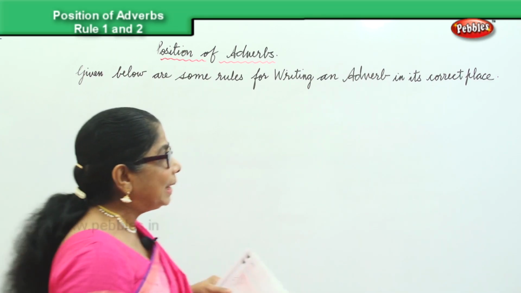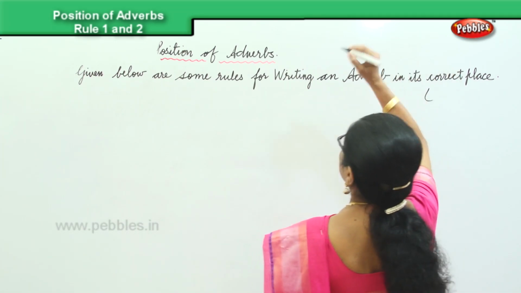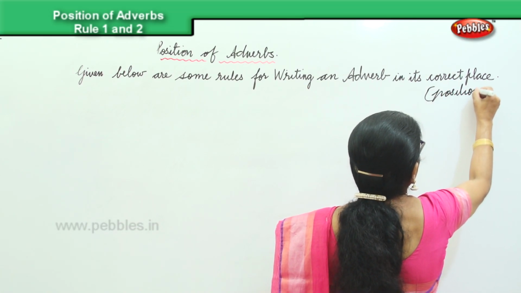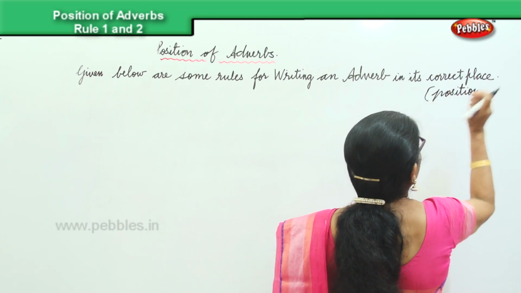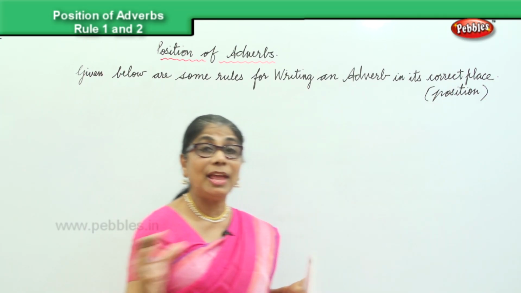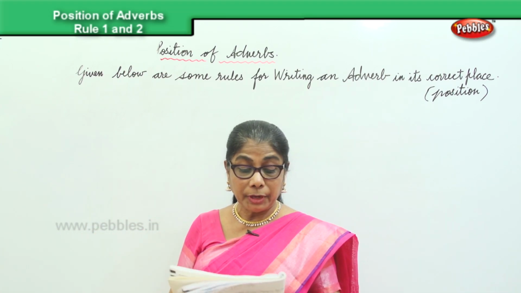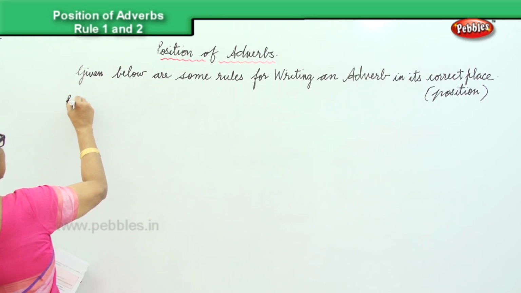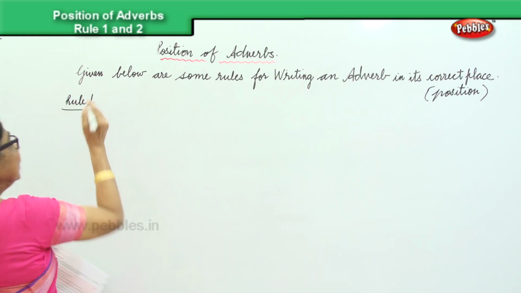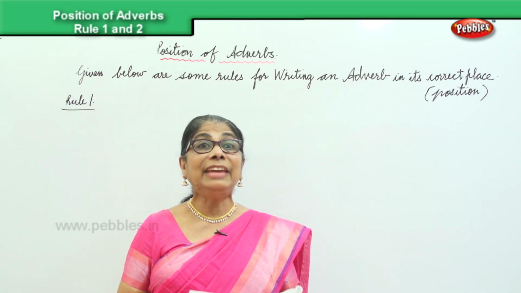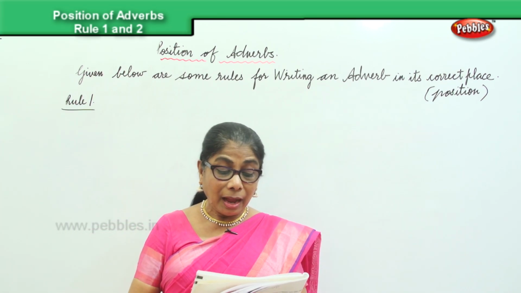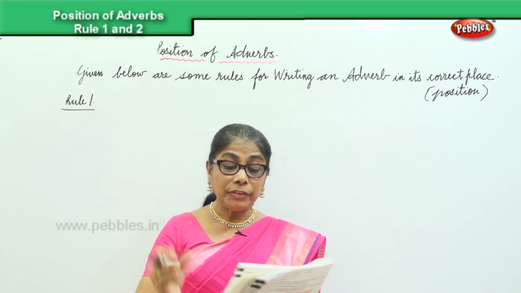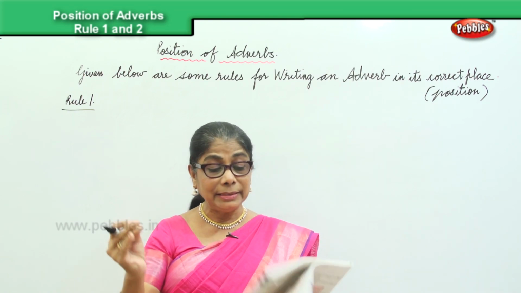Okay, when we say place, we are talking about position. When we talk about place, we talk about position. Where is the adverb coming? Okay, in the first rule, number 1, adverbs of manner are usually placed after the verb or after the object if there is one.